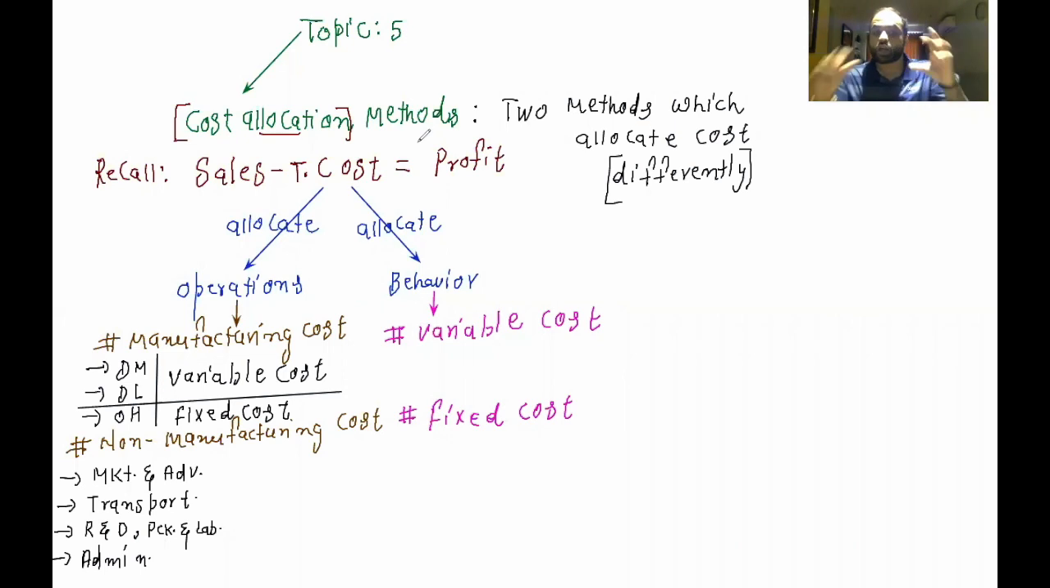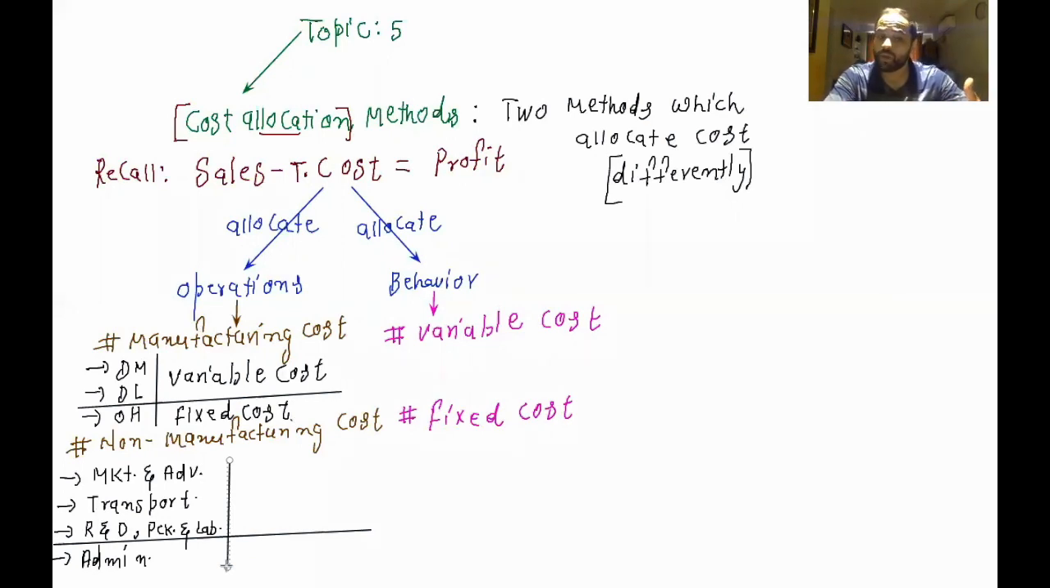Now, these non-manufacturing costs you can also divide into two parts, variable and fixed, same as manufacturing cost, all right? So you can divide into another two parts like this: marketing, advertising, transportation, R&D, packaging, labeling. These types of cost are variable cost.